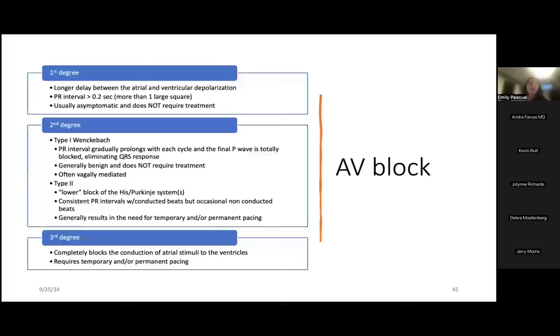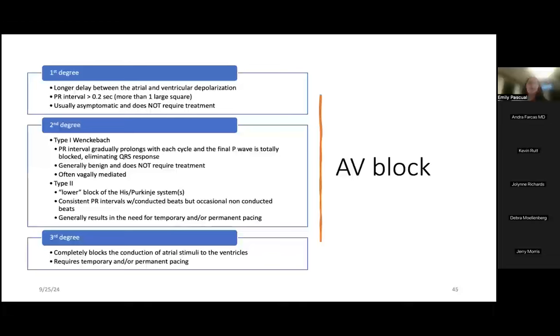Second degree AV block can be benign or not benign. So I'm sure everyone has heard of Wenckebach. So that's type 1 second degree AV block. So essentially, and I think I have strips on the next slide, the PR interval gradually prolongs with each cycle, and the final P wave is totally blocked. So then you'll see your dropped QRS. This is usually benign, doesn't require treatment. This is most often vagally mediated. So again, we'll see this a lot at nighttime or in settings of high vagal tone, that sort of stuff.